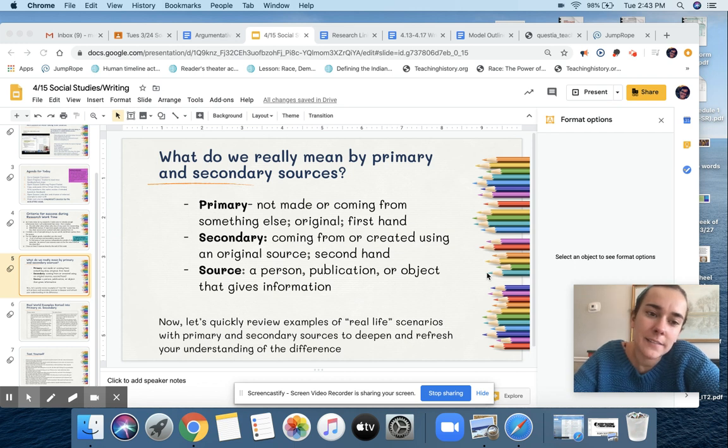Hi. Hey guys. I just wanted to quickly run through some alternate definitions of primary and secondary sources because some people are getting a little bit confused.